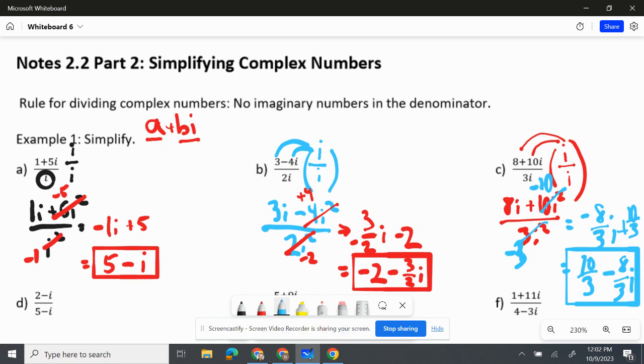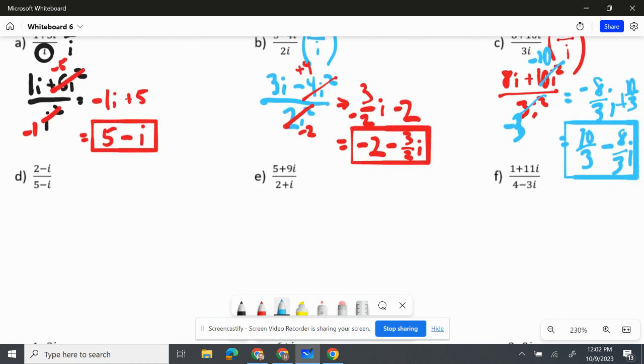Now we're going to look at dividing by a binomial. So we're going to multiply the top and the bottom by the conjugate. Conjugate is just a fancy way of saying same terms, except you change the sign in the middle. It's always going to be the conjugate of our denominator, because our goal is to get rid of the i's in the denominator, and that's how we do that. So we multiply the top and the bottom by 5i.